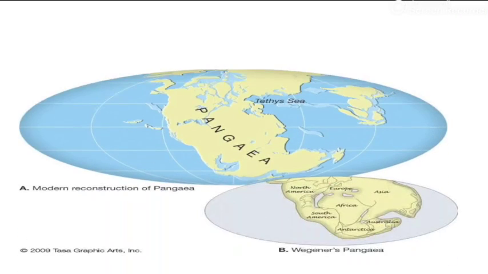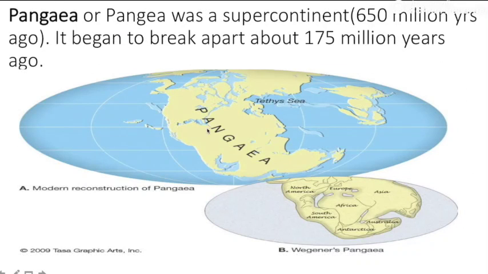Look at this slide on your screen. What can you see here? Pangea. Pangea is a name given to this supercontinent. Pangea was a supercontinent around 650 or you can say 700 million years ago. And all the continents were, you can say, together. They were stuck together, and this supercontinent was known as Pangea.